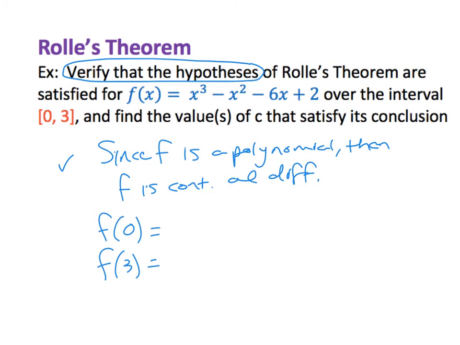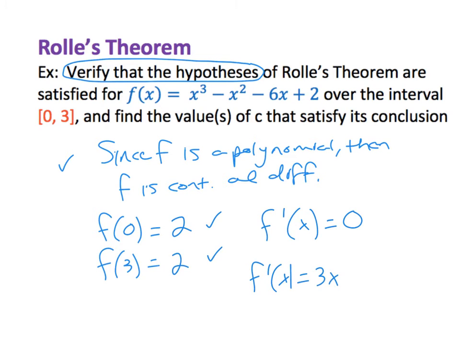If I sub in 0 for the polynomial, you're just left with the constant term of 2. Next, let's sub in 3. I get 27 minus 9, which is 18, and then minus 18 plus 2. I do also get 2. So since the outputs are the same, and it's differentiable and continuous, then I can jump to finding the derivative and setting it equal to 0. In this case, it would be 3x squared minus 2x minus 6.